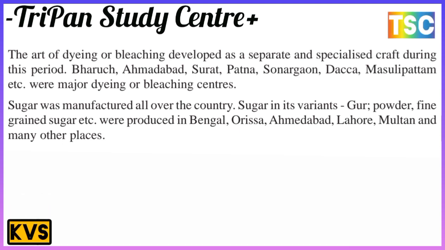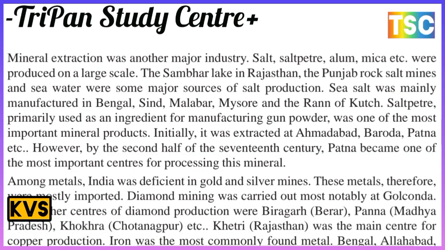Goods were produced in Bengal, Orissa, Ahmedabad, Lahore, Multan and many other places. Another minor industry was a major industry, the most important being shawls, saltpetre, alum, mica, etc. And the ware is produced on a large scale.